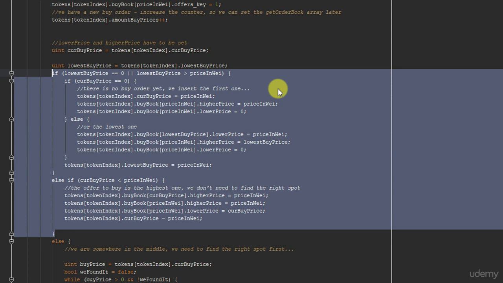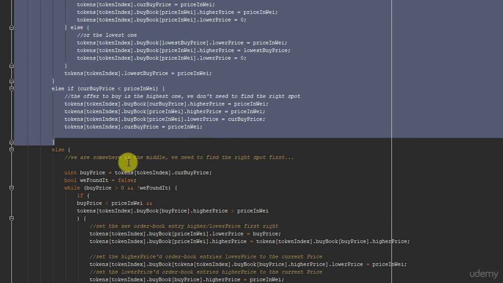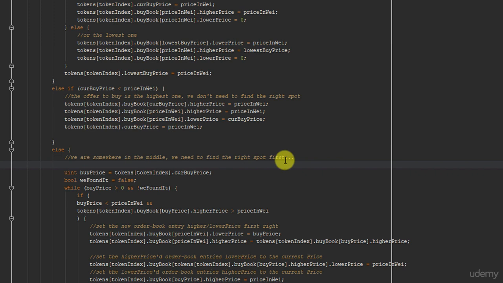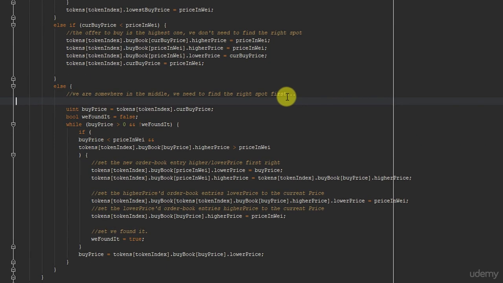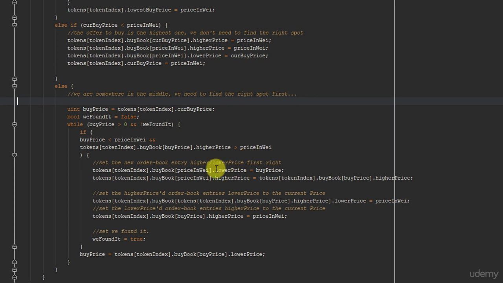These are the ones that are easy to enter because we already have the numbers. Now there's a third case, which is where we are somewhere in the middle. So we have to find the right spot first. And that could be pretty hard depending on the gas limit. And here we are trying to trick the system with our linked list, so we don't have to go from the lowest price to the highest price in one-way increments. We are just jumping through the list with our lower price and higher price linked list.